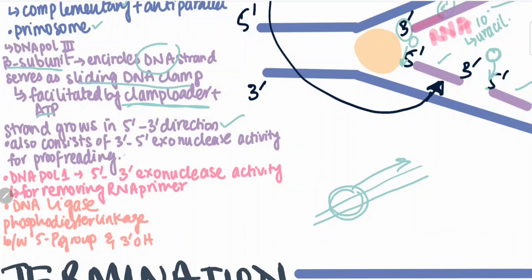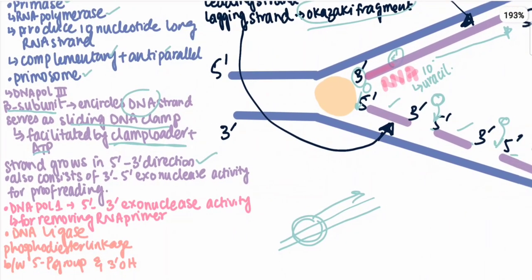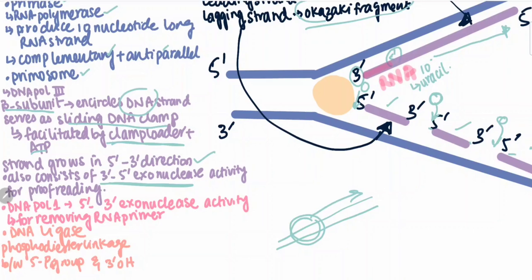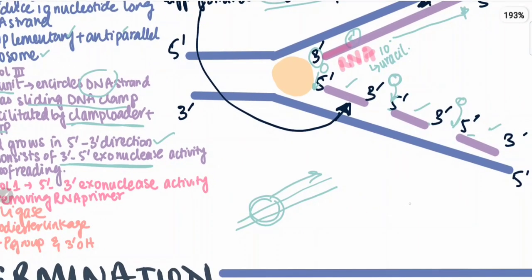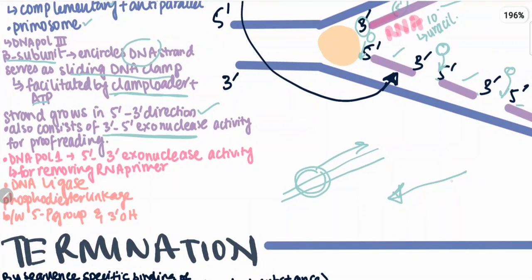And then our little fun stuff is that there is going to be 3' to 5' exonuclease activity. So it goes opposite and it forms exonuclease. So it is proofreading. For proofreading in the opposite direction, it is going to exonucleate it.